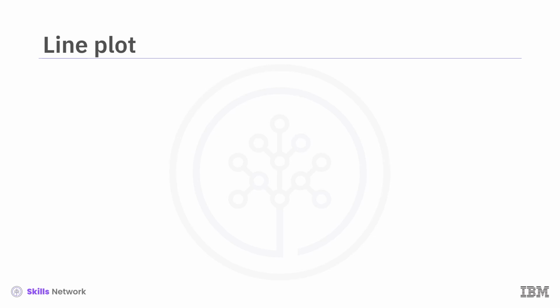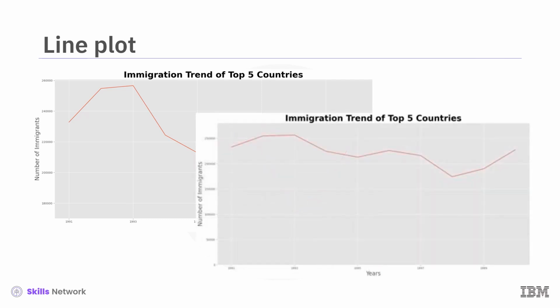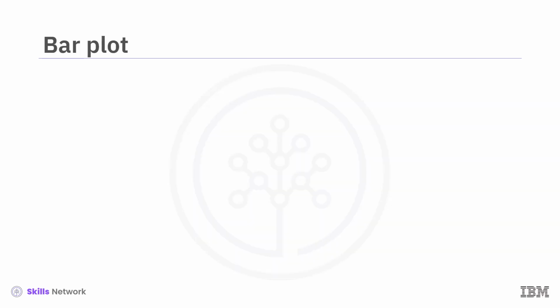Line plots can be misleading if the scales on the axes are not carefully chosen to reflect the data accurately. The line plot shows a downfall in immigration trends in 1998. However, if you correct the scale on the y-axis to start with 0, as in this plot, you'll see that the actual trend is not that alarming. Let's now explore the next plot.